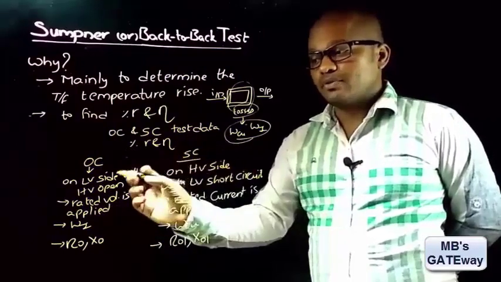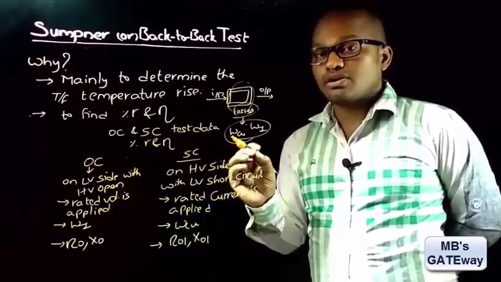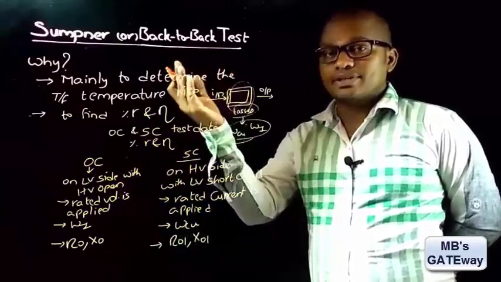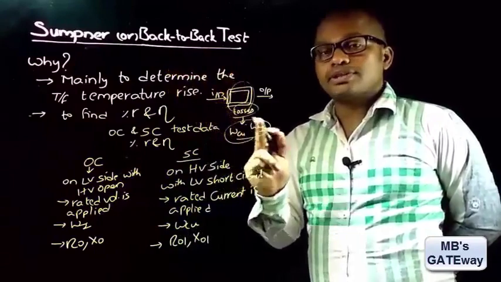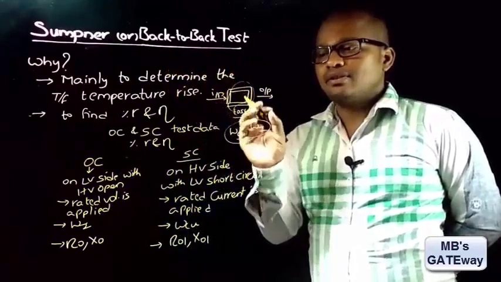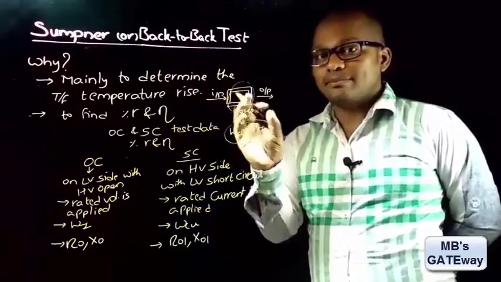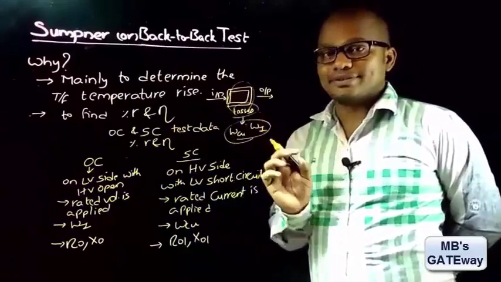So the results obtained from the open circuit test and short circuit test are not accurate, whereas in Sumpner's test we will find the copper loss and iron loss simultaneously. That is, we are finding the losses which occur simultaneously from Sumpner's test.